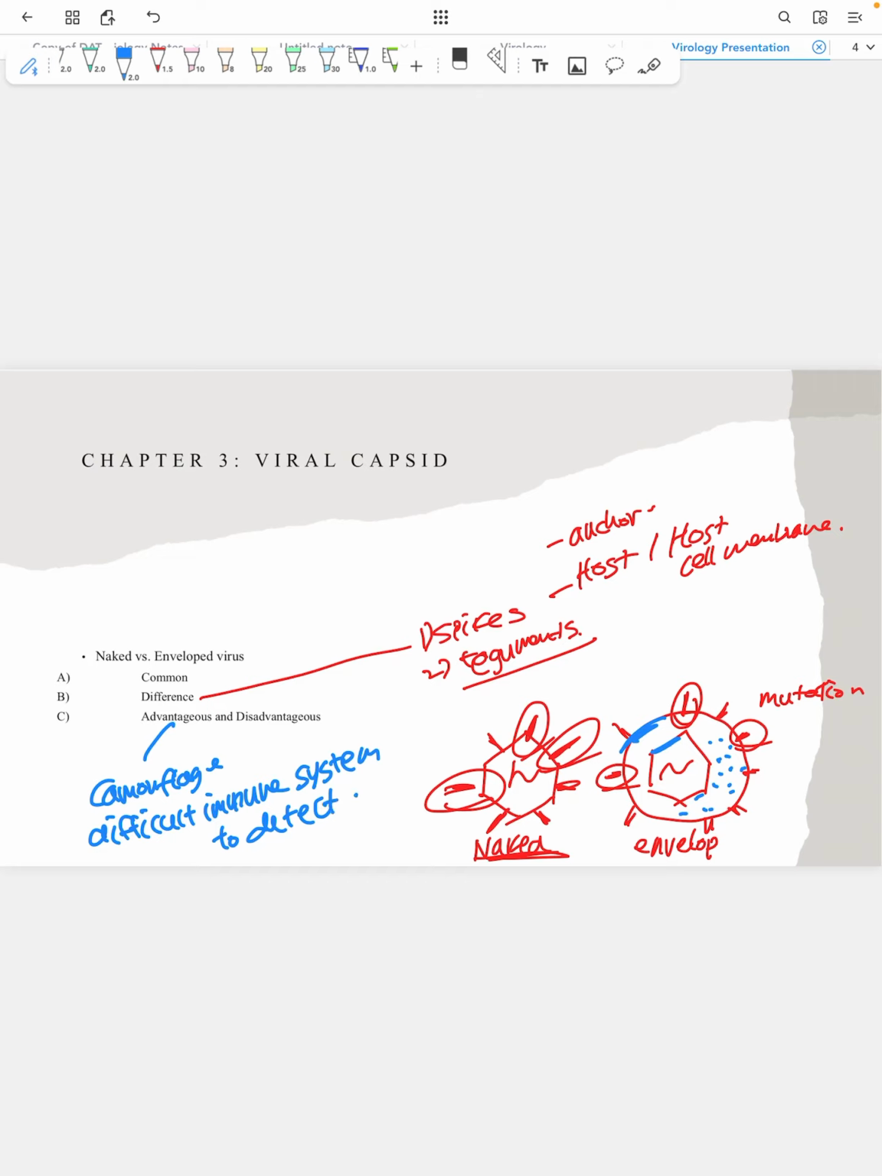However, it also has disadvantages. It is very sensitive and easily damaged by detergent. Naked viruses have more lasting capability outside the host than enveloped viruses.